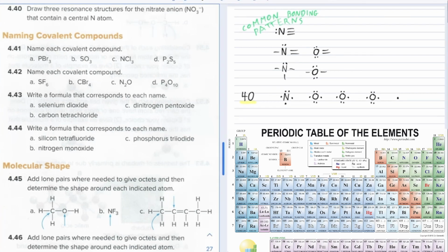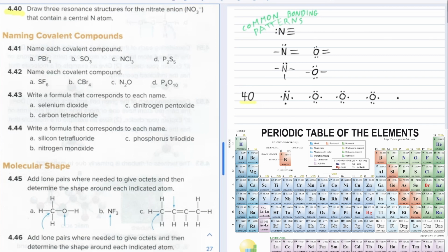Problem number 40. Draw three resonance structures for the nitrate anion, NO3-, that contain a central nitrogen atom. So this is a polyatomic anion.